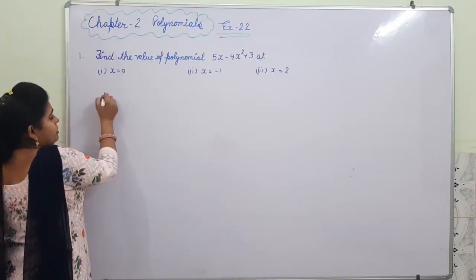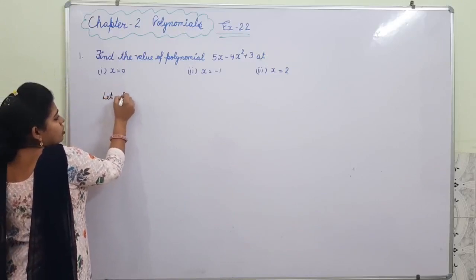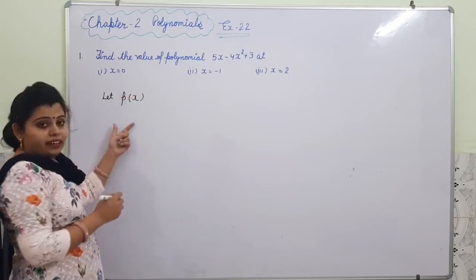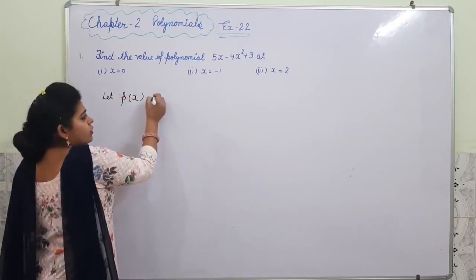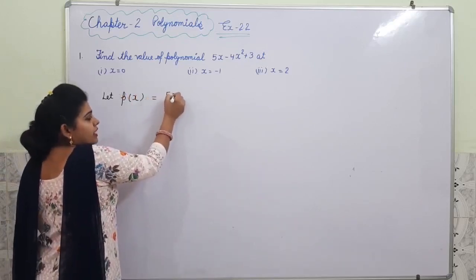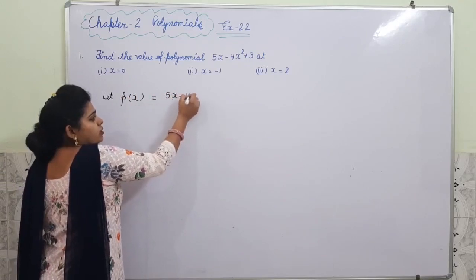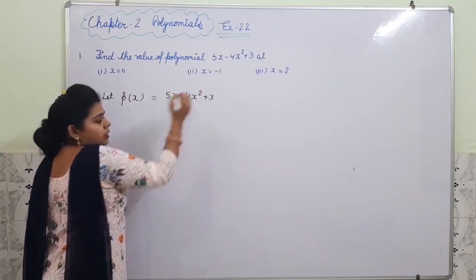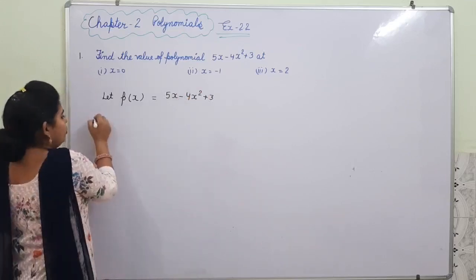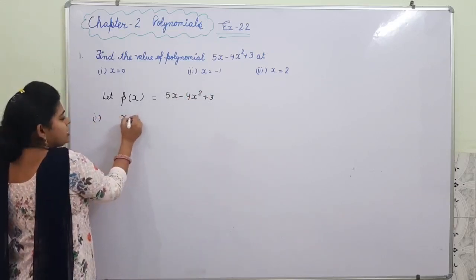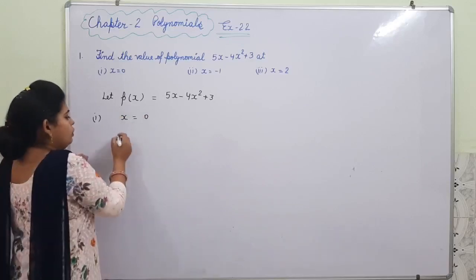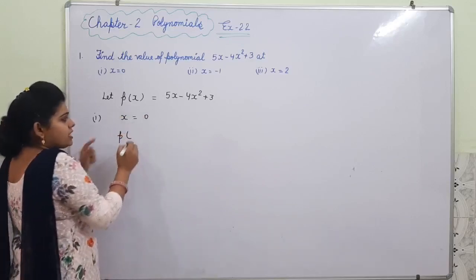Yes, what is given? Let the polynomial be p of x. Let p of x is equal to 5x minus 4x square plus 3. And what we have to do in the first part? What is given? X is equal to 0. Now what we will do? We will replace x by 0.